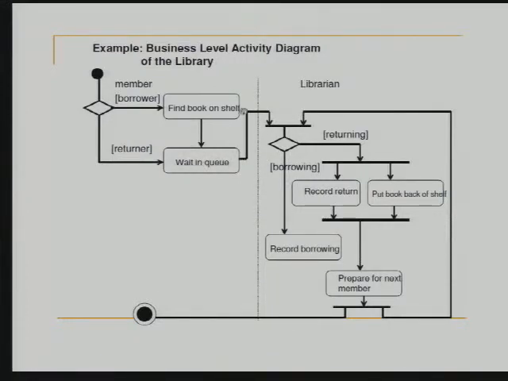Once I get to wait in the queue, that's an indicator to the librarian. This is, again, a synchronization bar that basically says when the librarian is ready, prepare for next member. When the librarian is ready and someone's in the queue, then I continue. So again, if someone's in the queue and the librarian is ready, I'm going to continue on.